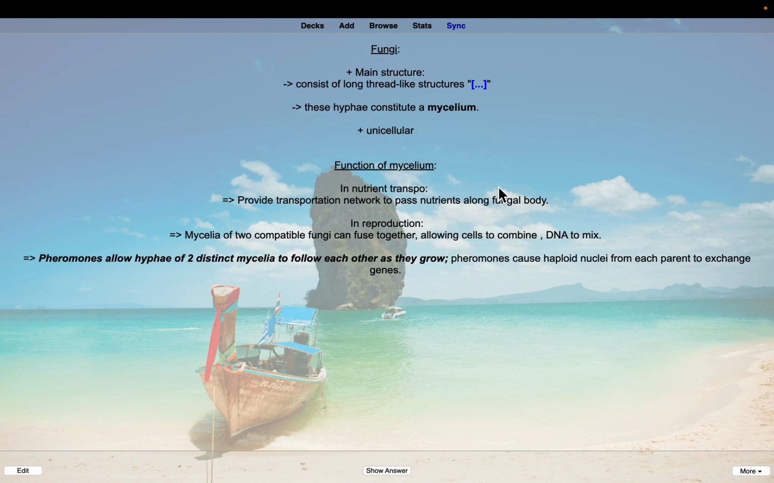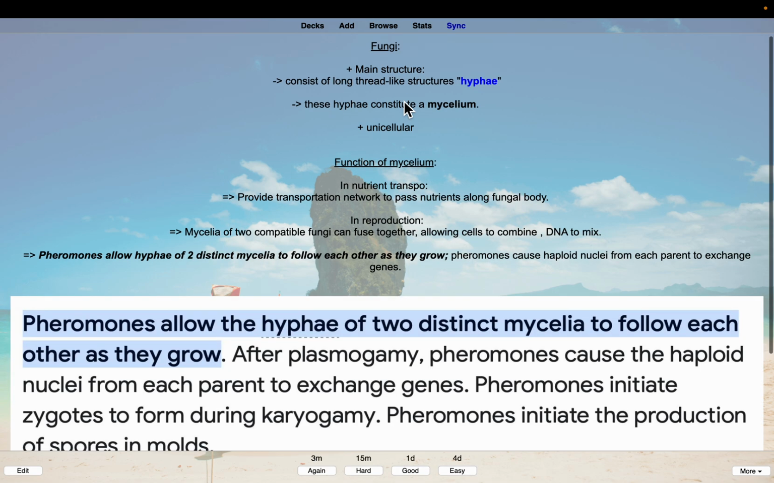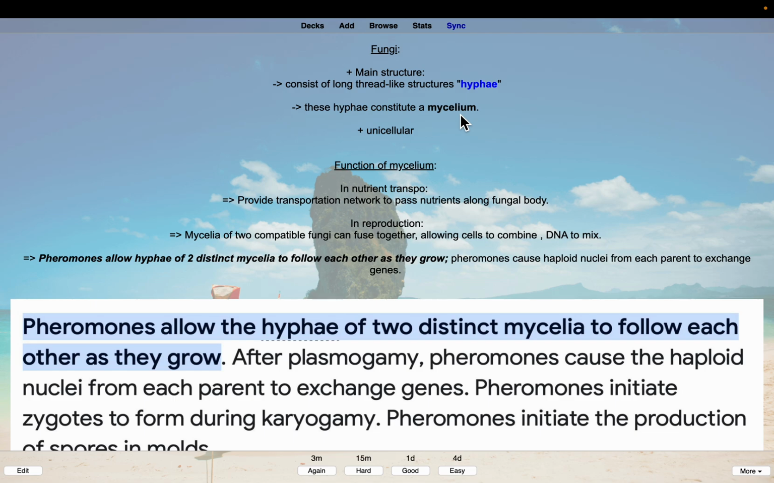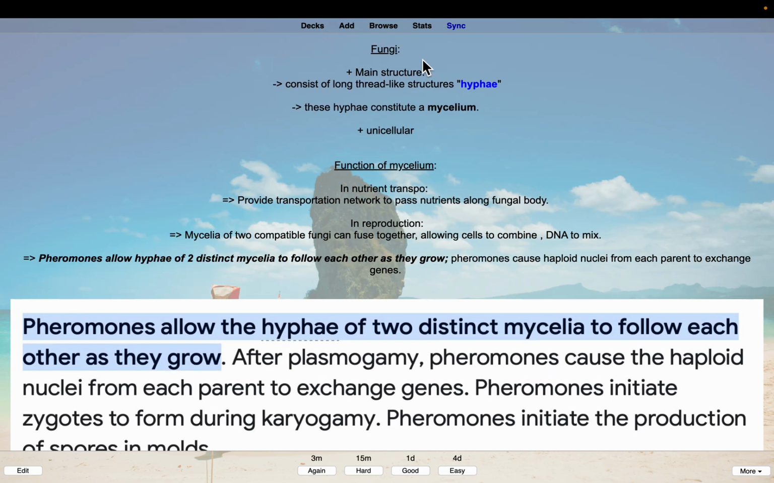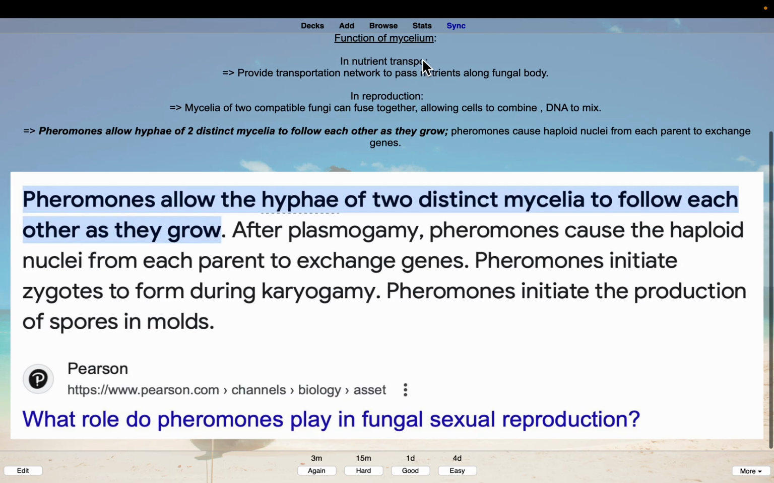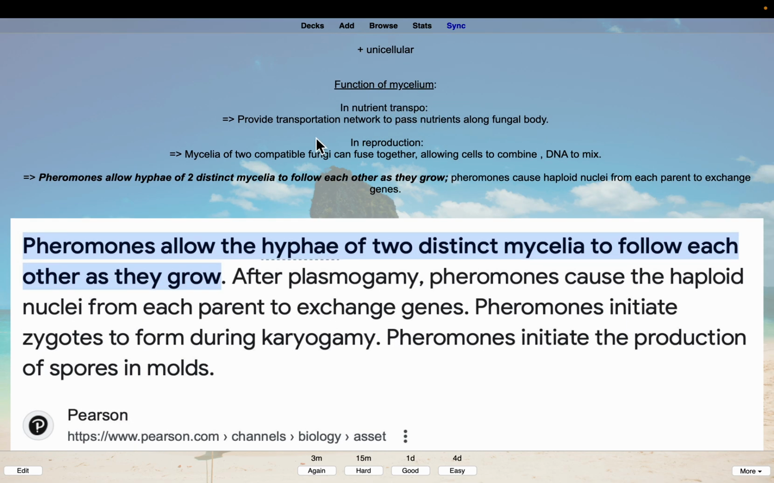Okay. Fungi. Main structure, they consist of long thread-like structures, hyphae. There you go. These hyphae constitute a mycelium. When you hear the word mycelium, that's automatically fungi. And they're unicellular. What is the function of mycelium in the first place? How's it relevant? What's the point of knowing that? Part of a typical fungus. So in nutrient transportation, they help provide a transportation network to pass nutrients along the fungal body.